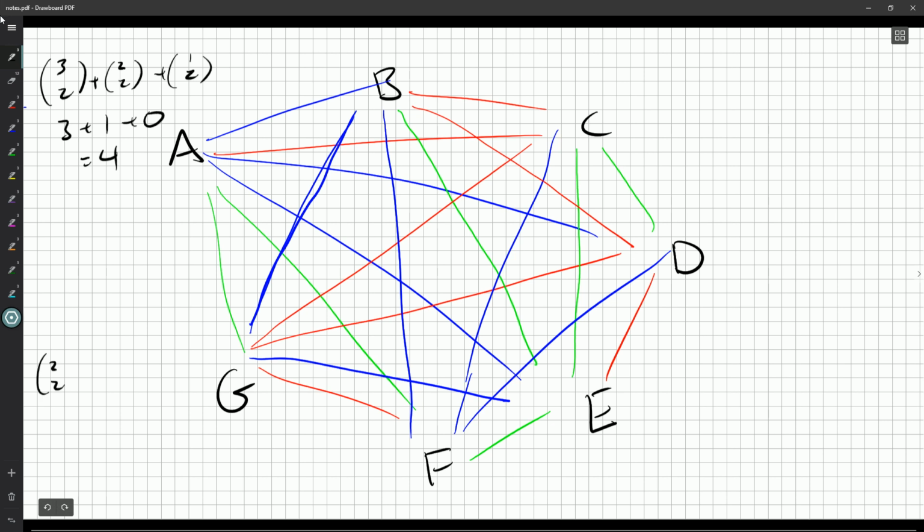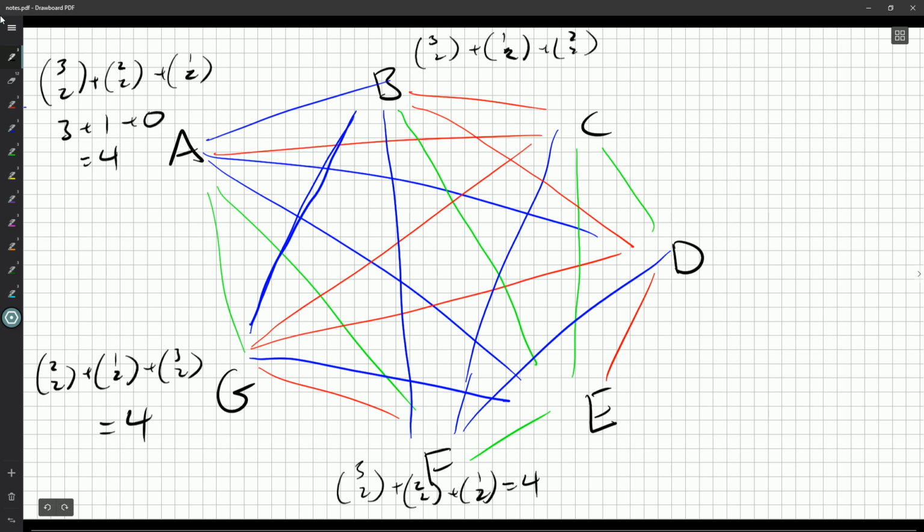At G, what do we see? We see 2 blue, 1 green, 3 reds, so we lose another 4 of my 35 triplets here, but they're going to be different triangles that are not counted by the ones from A. At F, I see 3 blue, 2 green, and 1 red. So it looks like we lose 4 again. Am I always guaranteed to lose 4? I lose 4 at B. I lose 4 at C, although maybe that just happens to be the way this one was made.